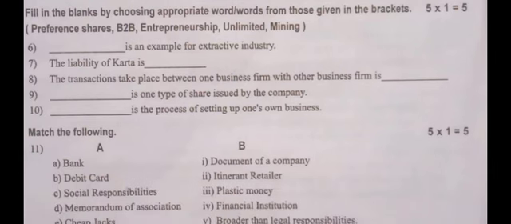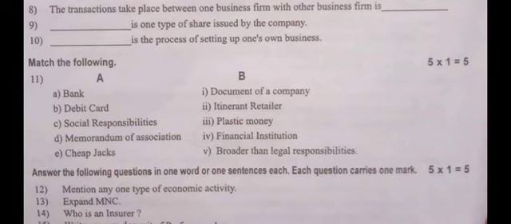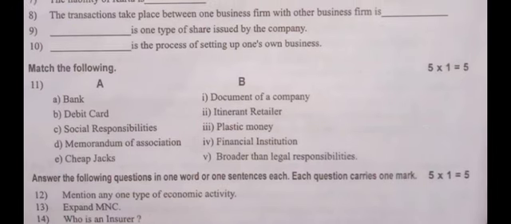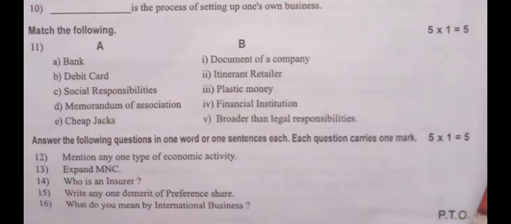Fill in the blanks with appropriate word. Dash is an example for extractive industry. The liability of a partner is. The transactions that take place between one business firm with another business firm is. Dash is one type of share issued by the company. Dash is the process of setting up one's own business.